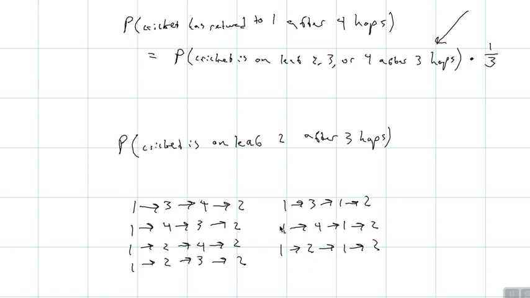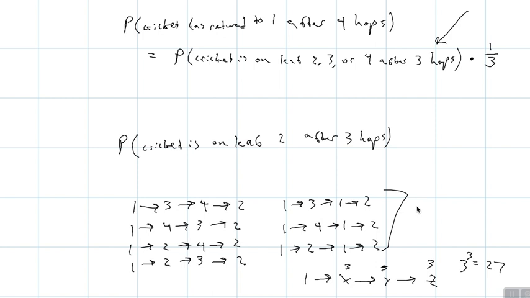So there are 7 ways, and then the total number of ways that a cricket could hop. If we think about it, it's going from 1 to X to Y to Z. There are 3 different leaves it could hop to there, 3 different leaves it could hop to there, and 3 different leaves it could hop to there. So the total number of possibilities is 3 to the third, which is 27.